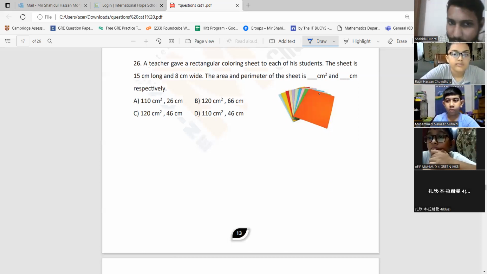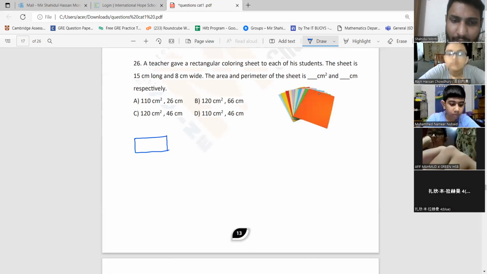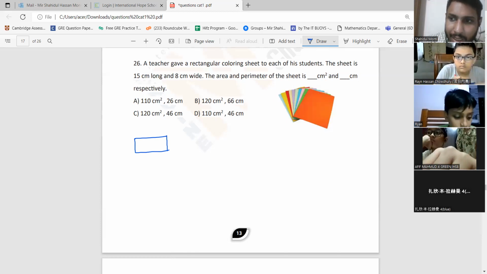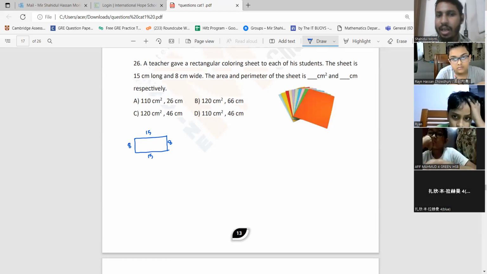As students, how do we find the area and perimeter for a rectangle? Now, this is the rectangle. Please, students, follow me. No talking. The opposite sides of a rectangle are equal. So this is the length 15. This is the length 15. And the other 2 sides, the shorter sides, are called the width. And the width is 8 centimeter and 8 centimeter.